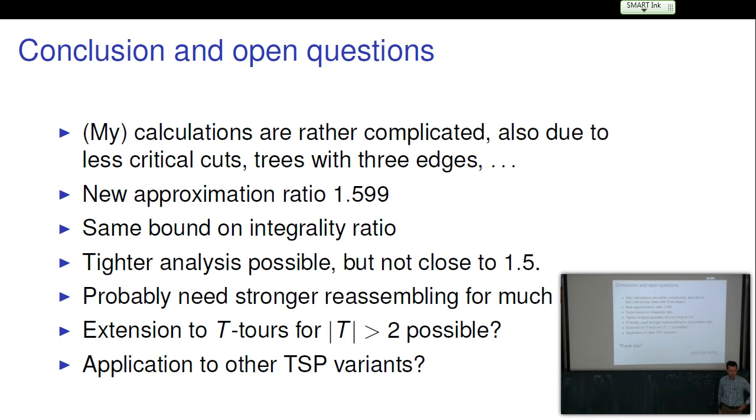Can you remind us what is known for T-tours or larger T? We have 1.6. András's algorithm works for any T.